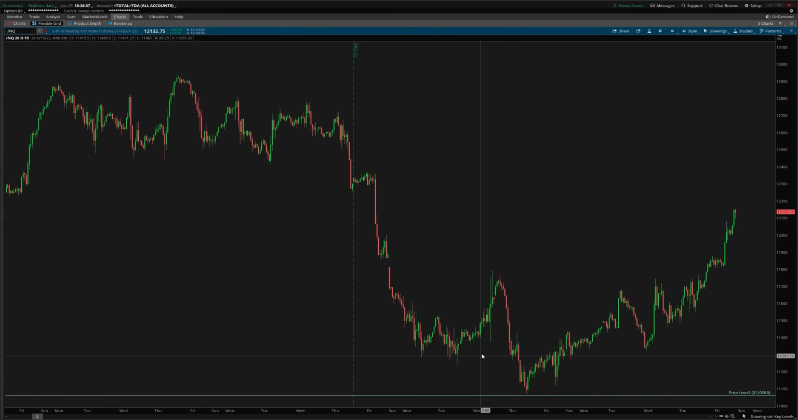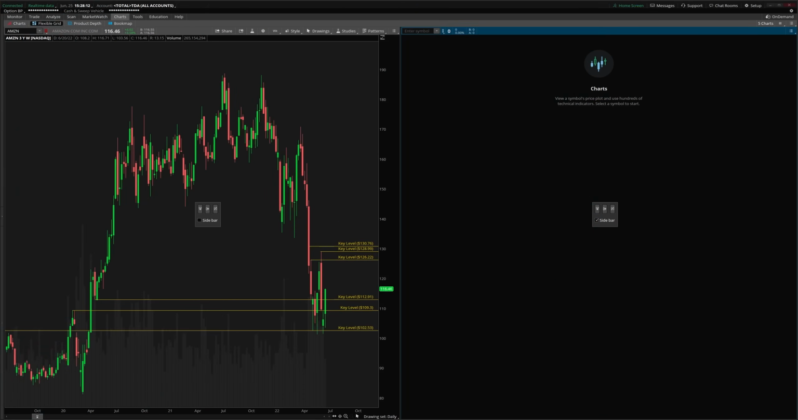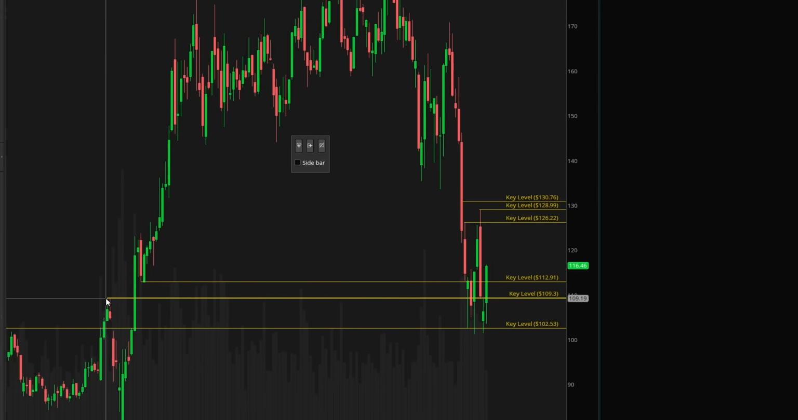And you would have been able to formulate a pretty good long thesis right here, or a high probability risk reward setup down here. Now, let's look at a trade you could have taken using a key level on a stock like Amazon. Looking at Amazon right here, I'm just showing you some examples of what you could have done. I went back and also drew these key levels going back to the pandemic highs at 109.